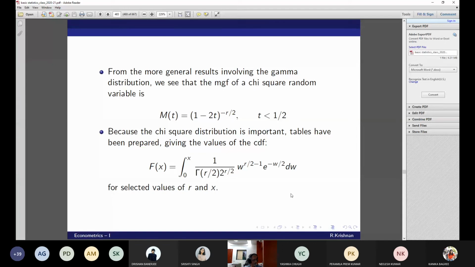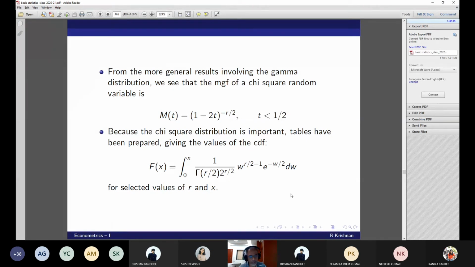Okay, so if you want a proof of it, I have it in pencil. Is it okay if I scan a pencil copy and send it to you? Yes. So from the MGF of gamma distribution, we can just put the parameters and get the MGF. Yeah, correct. That's what I said.